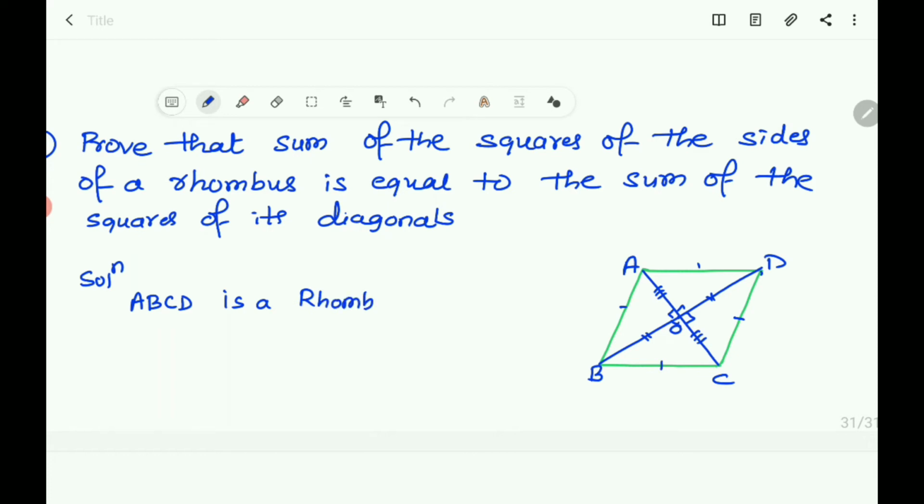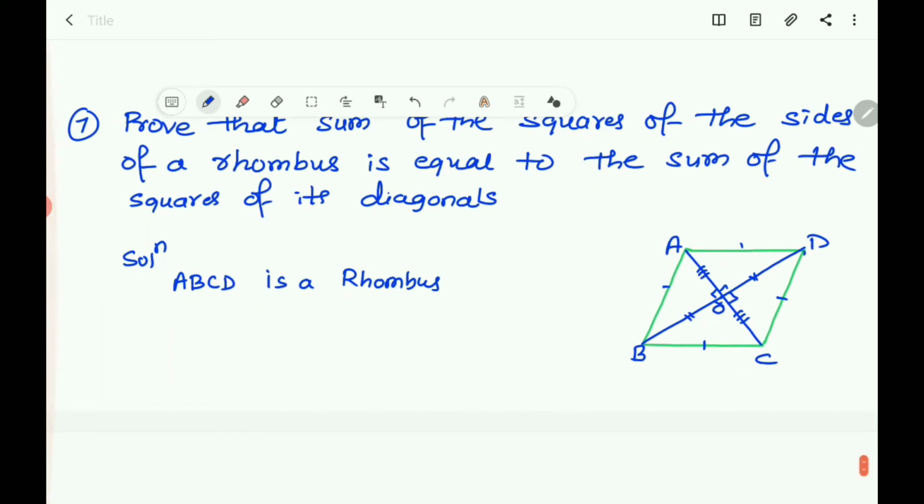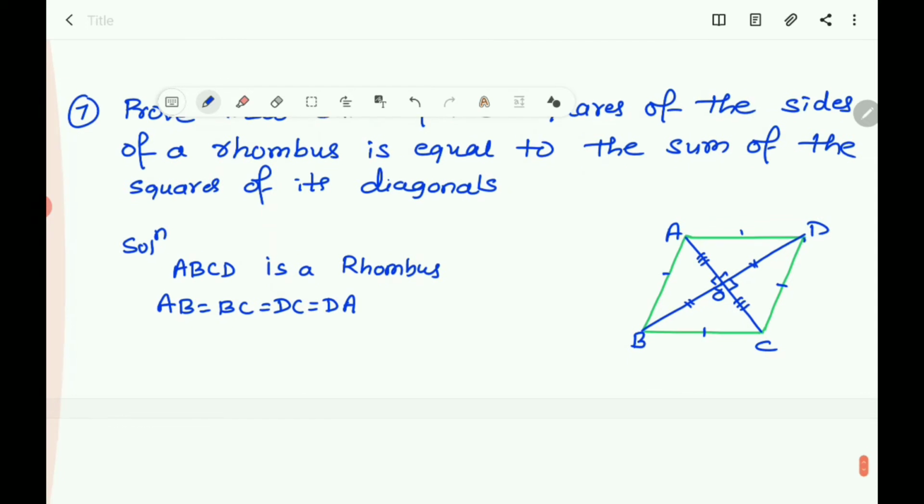ABCD is a rhombus. The diagonals AC and BD bisect at O. You know that ABCD is a rhombus, which means AB is equal to BC is equal to DC is equal to DA. That is, in a rhombus all four sides are equal.